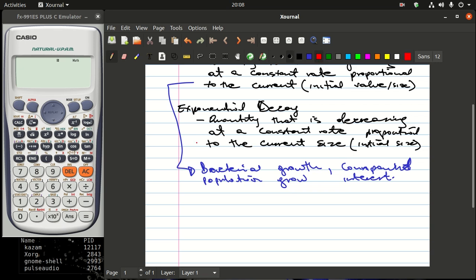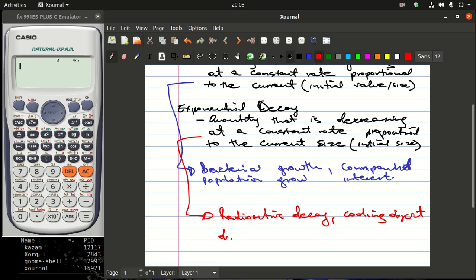And then when it comes to decay, let me use the red because something is decreasing here. You will find that its application is when you are dealing with radioactive decay, or cooling objects. That's where you will find the application of that, or when you have assets that are depreciating.